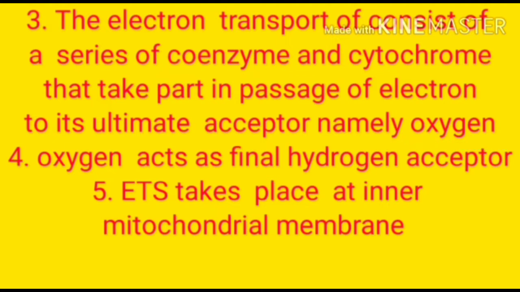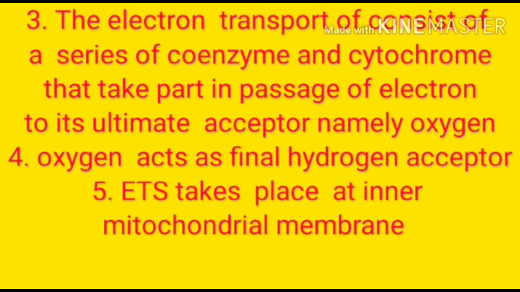Then oxygen acts as the final hydrogen acceptor. Means oxygen is acting as an electron acceptor, and also as a hydrogen acceptor. Hydrogen plus electrons together are accepted only by oxygen. All together form a water molecule. So water molecules are formed at the end of this electron transport system. The utilization of oxygen takes place in this electron transport system. Means in the Krebs cycle and glycolysis, oxygen is not used at all.